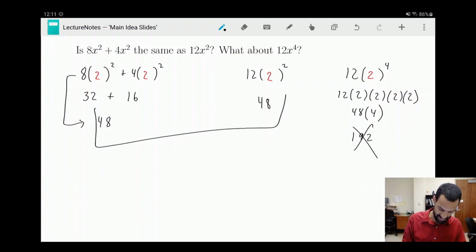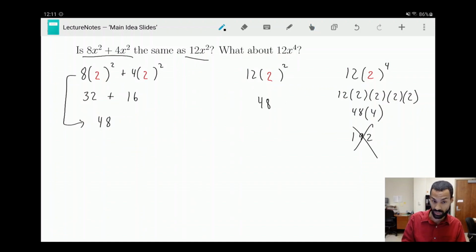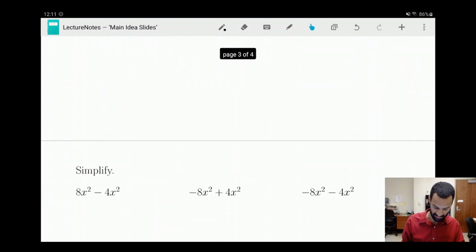So you can see it here. You can see it here. Yes, 12x squared is the same thing as 8x squared plus 4x squared, because if I plug in a number, they give me the same thing. This is just a simplified version of that. This has nothing to do with those two. Okay, so they are not the same. Okay, so that was a fun little discussion there.